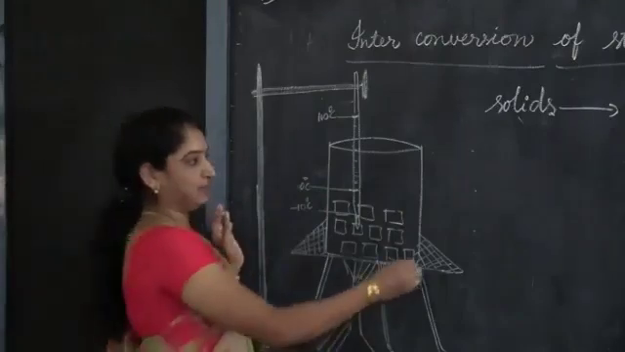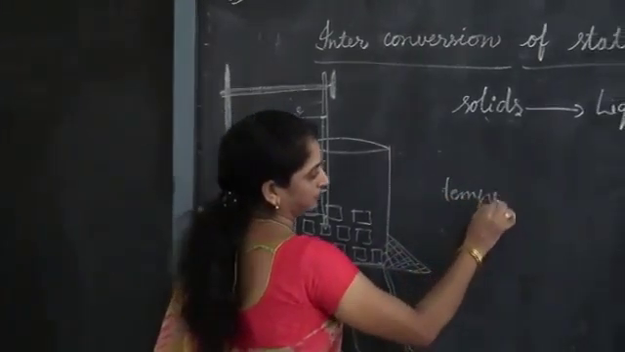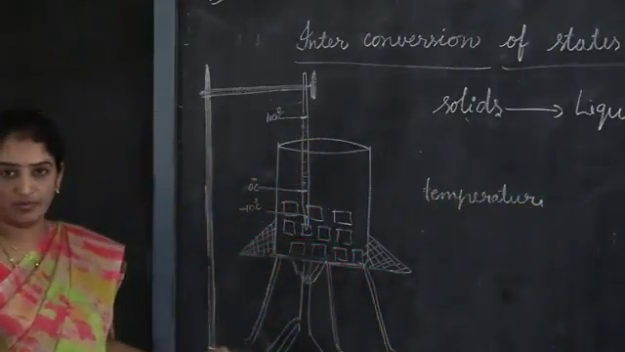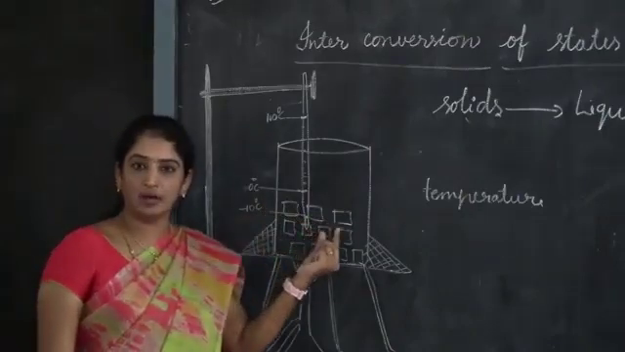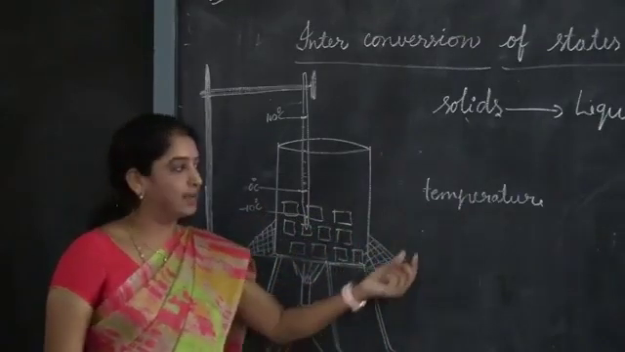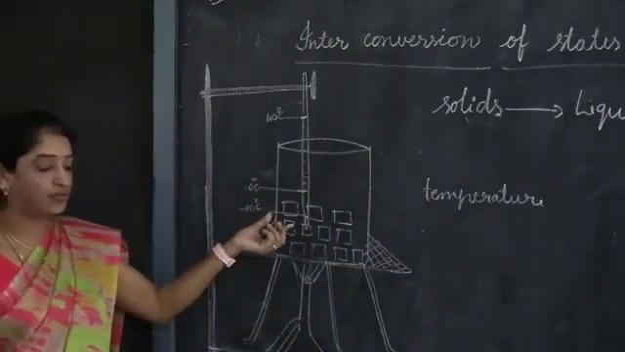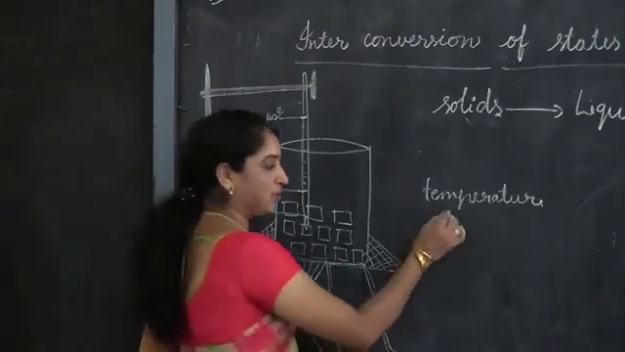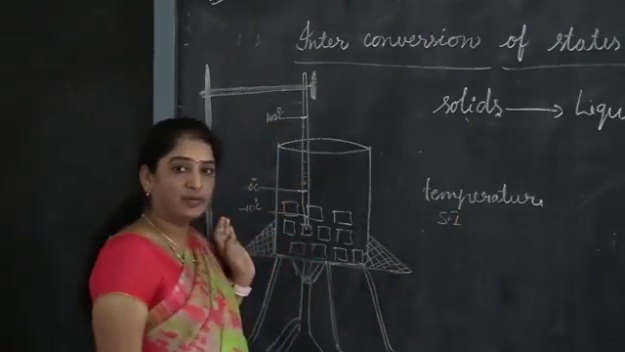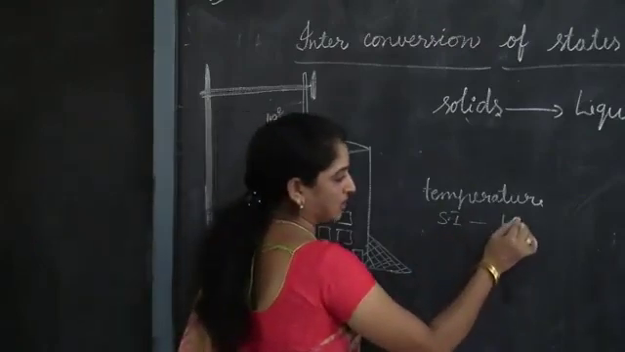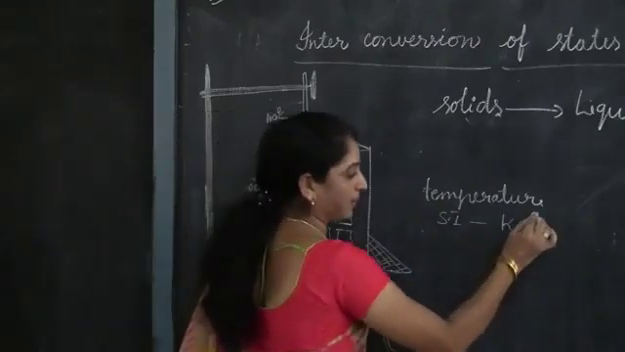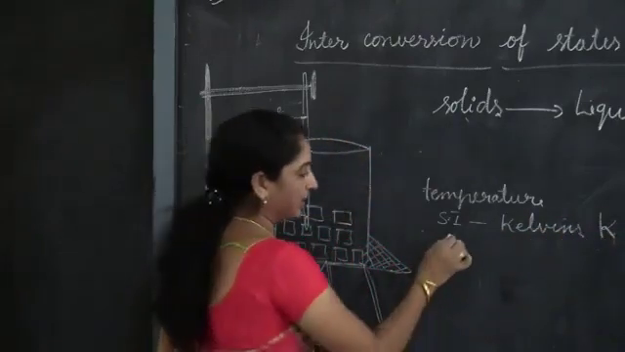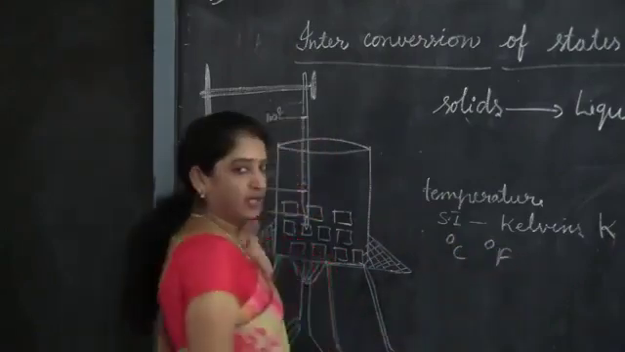So what is temperature? Temperature is the measure of degree of hotness or coldness of a substance. What is the SI unit of temperature? SI unit of temperature is kelvins, K. And we also use degree centigrade and degree Fahrenheit.